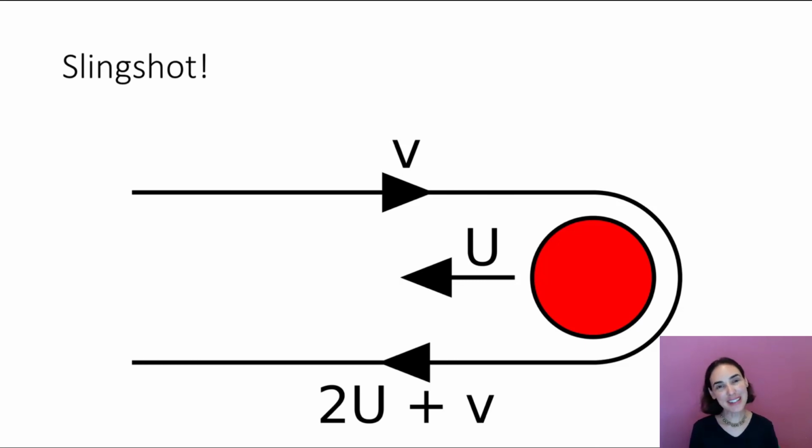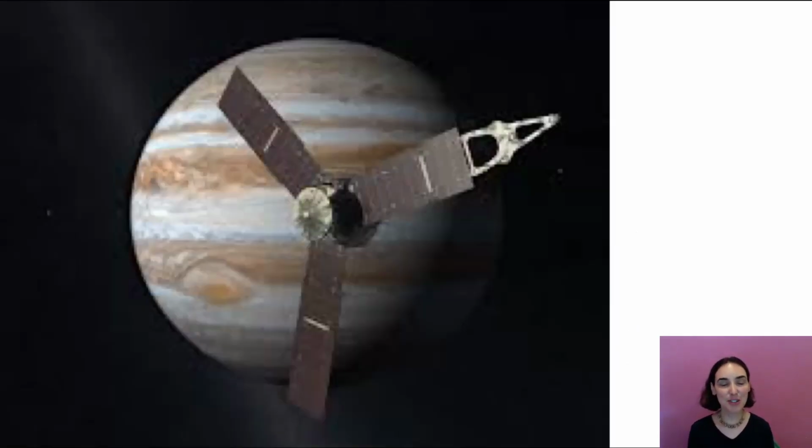Well, no, the planet's momentum changes too as a result of this interaction. It just changes much, much less because of its much larger mass. And NASA has used this. This is a picture of Juno orbiting Jupiter. So that's one example of how we use a gravitational assist to get places in the solar system.